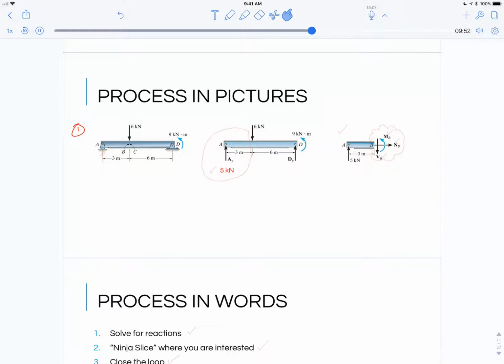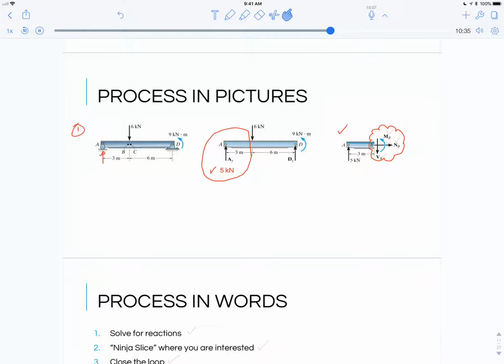First, you solve this problem to get these reactions. Second, after you have these reactions, and you know the spot where you want to get the internal forces, let's say point B, which is just to the left of the 6 kilonewton load, you do a ninja slice. Then you close the diagram, close the loop so you can make a free body diagram, and here's your free body diagram. So you can see what we've done here is I've drawn everything inside the loop, and the key thing is that you need to draw in the things you cut.